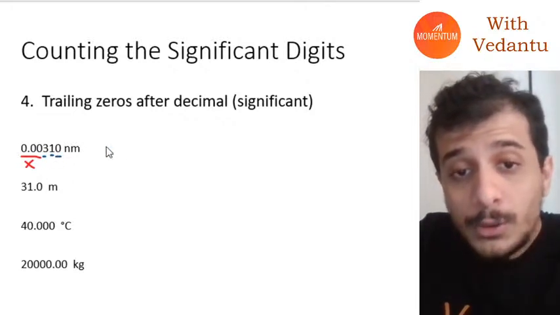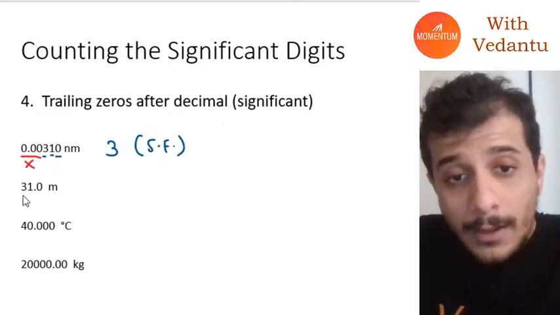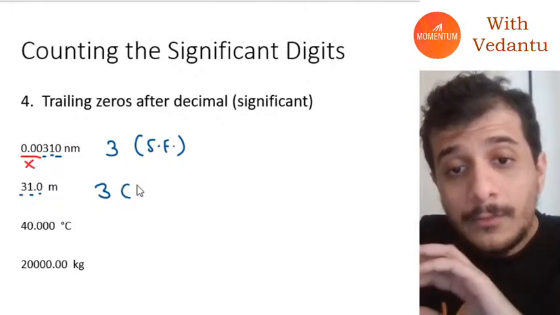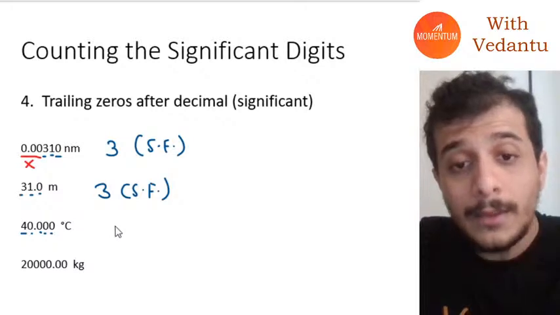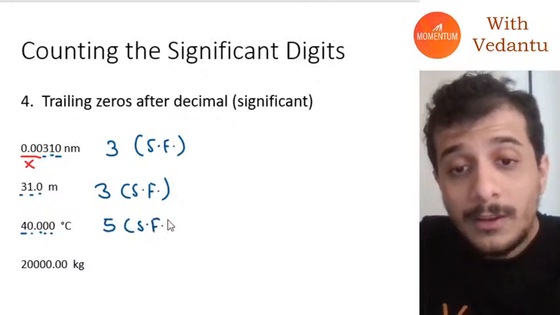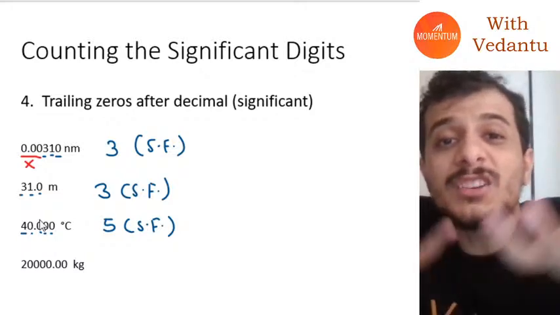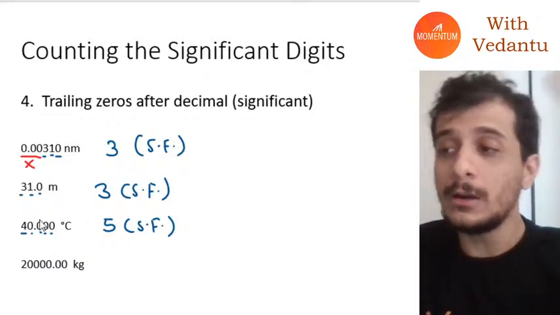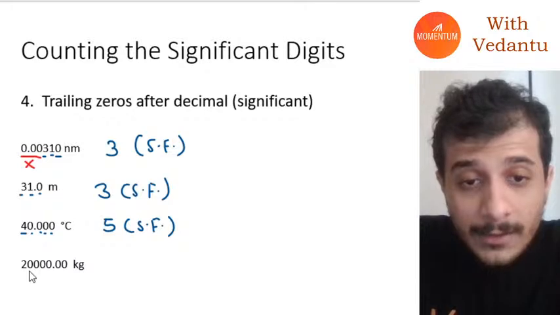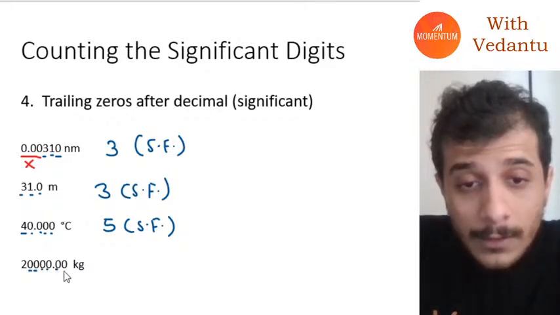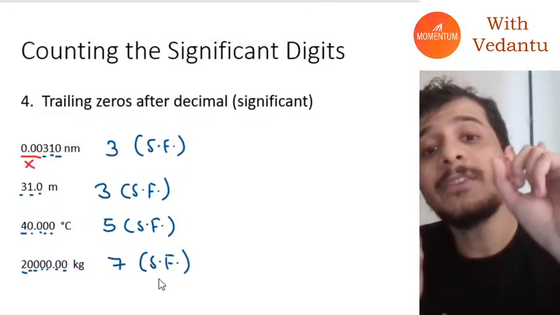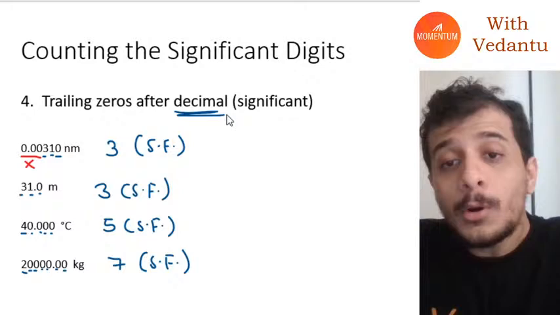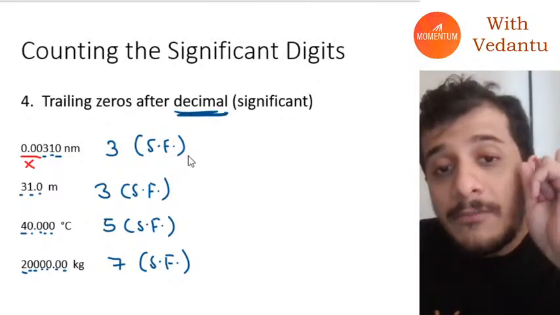So here I have 1, 2, and 3, three significant figures. Here also I have 1, 2, and 3, three significant figures because the zero is after the decimal. Here I have 1, 2, 3, 4, 5, five significant figures because the zero is after the decimal and the other zeros are stuck in between. So of course in between zeros are always significant. And if you see here, 1, 2, 3, 4, 5, 6, and 7, this has seven significant figures. As long as you have zeros which are after the decimal point, those zeros are significant.